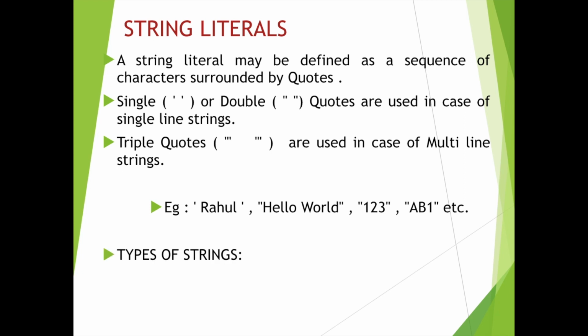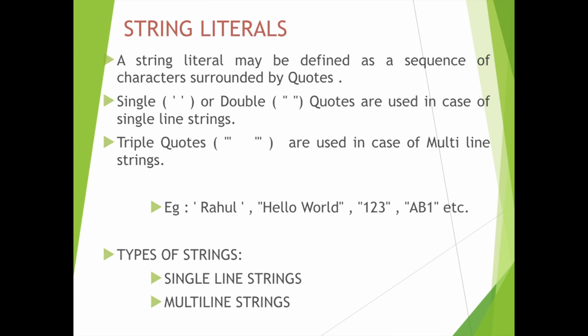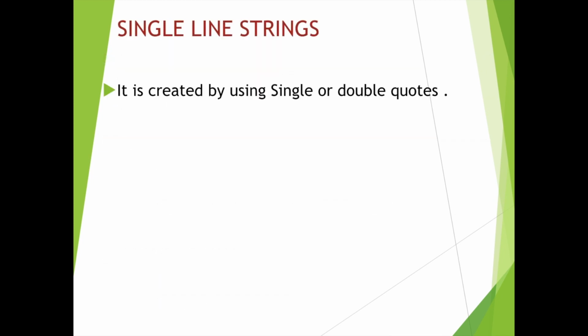Now we'll go to the types of strings. First is single line string and the second is multi-line strings. Let's begin our discussion of single line strings. It is created by using single or double quotes. As I have already discussed in the previous slide, single line strings are spread across one line only, and they are created by using either single quotes or double quotes. For example, hello, you can write either in double quotes or within single quotes.